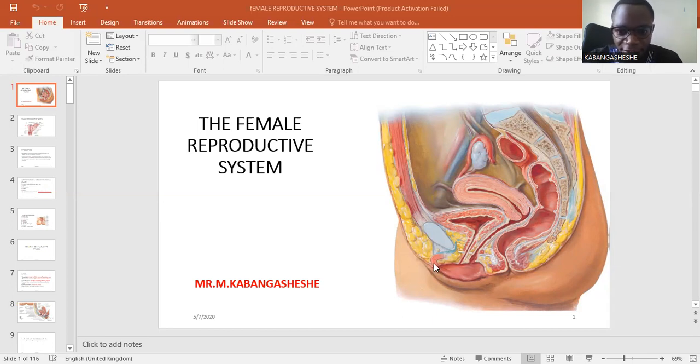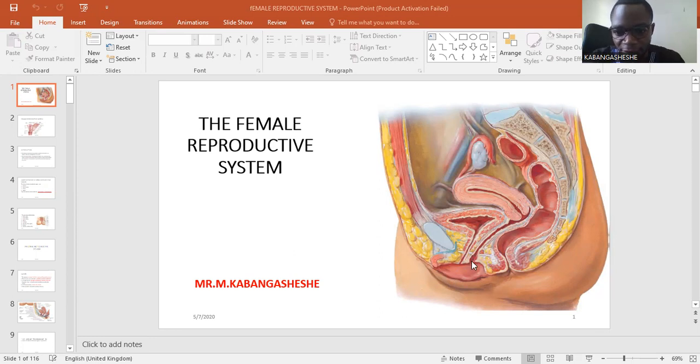So what we are seeing here is a clitoris. Then we have the labia majora and the labia minora. Then we have the external urethral orifice, which opens in the vestibule. The vestibule is a space between the two labia minora. In terms of relationship, the urethral orifice is located superior and anterior to the vaginal opening.